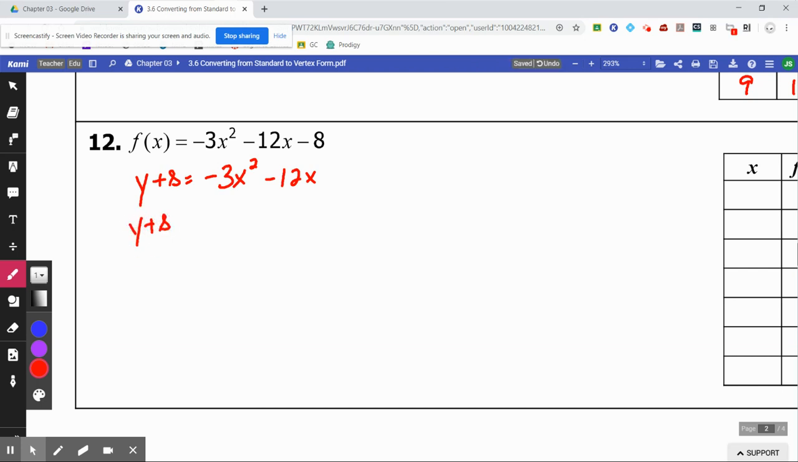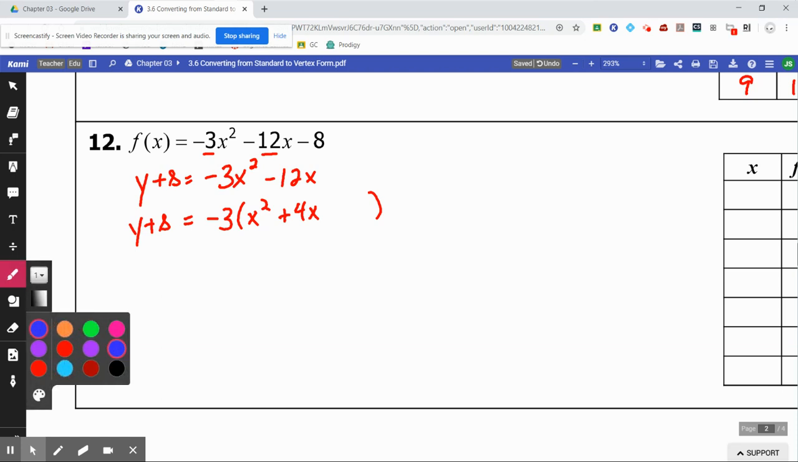So we're going to take y plus 8, factor out the negative 3. Negative 3 times x squared gives you negative 3x squared. Negative 3 times a positive 4x is equal to a negative 12x. Now, one thing that we've not run into is what if this is a number that doesn't factor out of both of these? And we'll get to those later on. Those will be much more difficult, but they are still doable in this method.